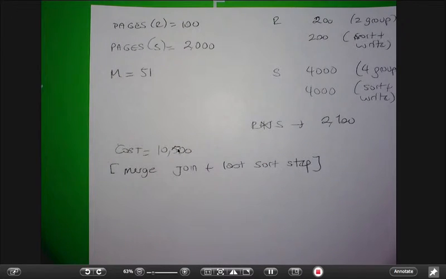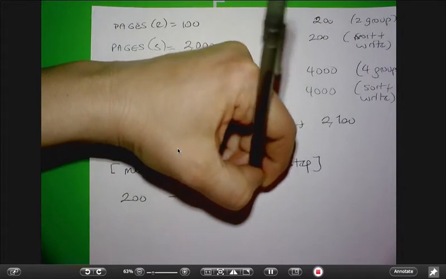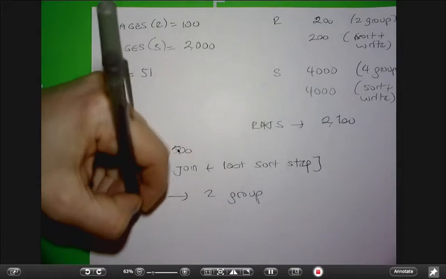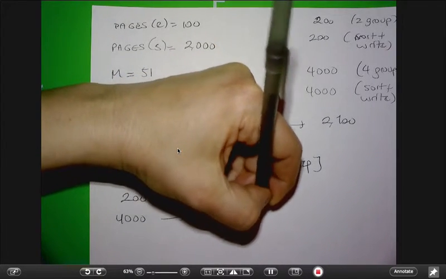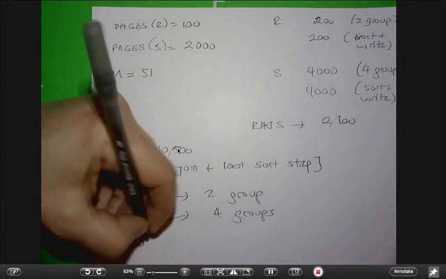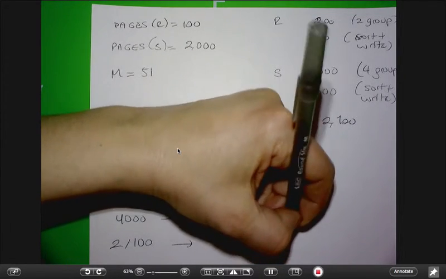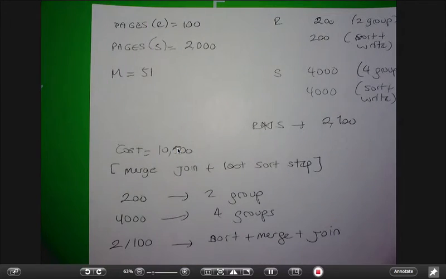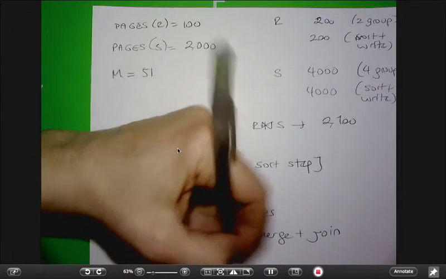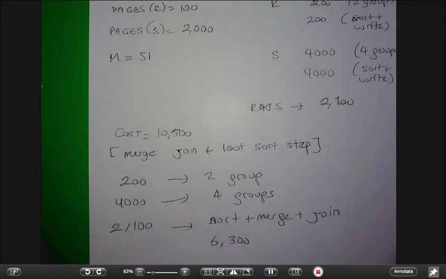So technically what I will do is the 200 to create 2 groups. I will do 4,000 to create 4 groups. Then I will read all of them once more, which is 2,100, to sort, merge, and join, which actually happens to be 6,300, the same as hashing. Okay? So these operators are defined in such a way that you can actually mix and match their different steps.